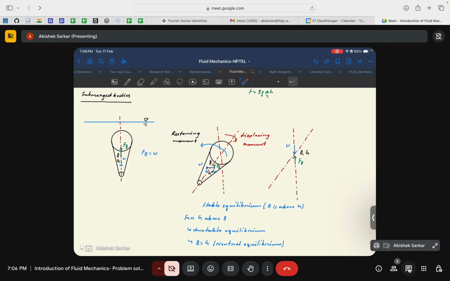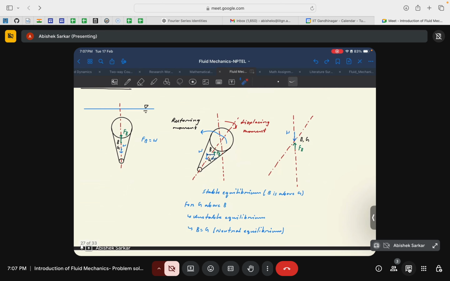Okay, that's why if there's a scenario where your center of gravity is below the center of buoyancy, or the center of buoyancy is above the center of gravity, we see that this kind of equilibrium is also known as stable equilibrium. Okay, if you give certain displacement to the body, then it will try to generate a restoring couple such that it tends to get back to its initial position.